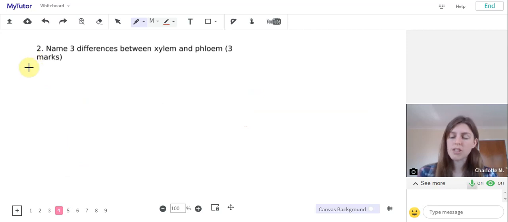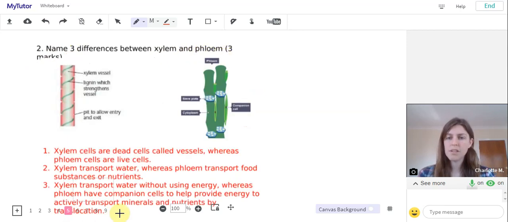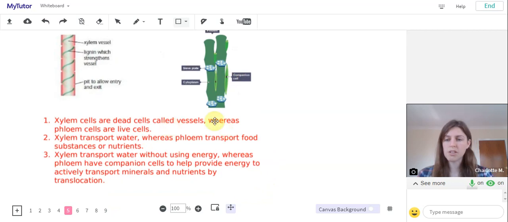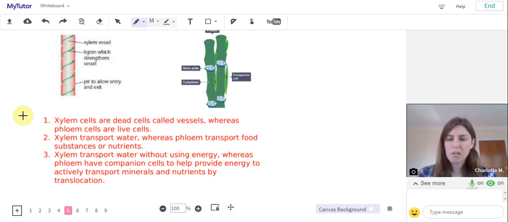Okay, question 2. Name 3 differences between xylem and phloem. Okay, so here are some diagrams of xylem and phloem, and we can talk about these 3 differences. So number 1, xylem cells are dead cells called vessels, whereas phloem cells are live cells.